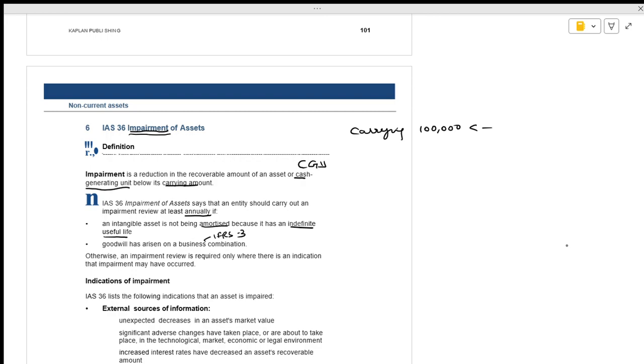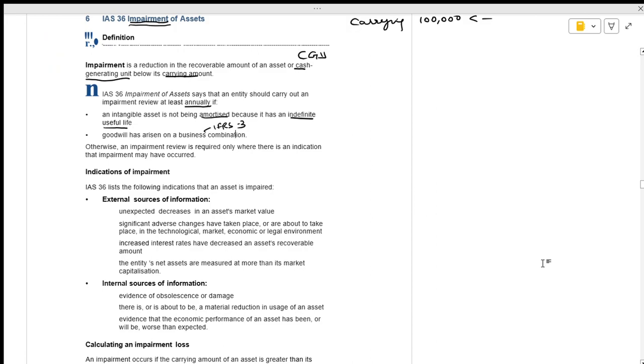Okay. Now, what are the reasons of impairment? Is it right? Definitely, impairment is the value of the asset decreasing below the carrying amount. So many things are there. You have the external sources, you have the internal sources. They will not ask, but for our understanding: unexpected decrease in market value. Okay, there are adverse changes that have taken place in terms of technology, market, economic and legal environment.